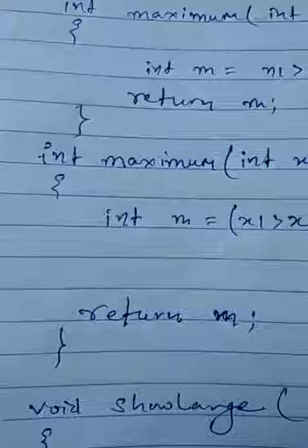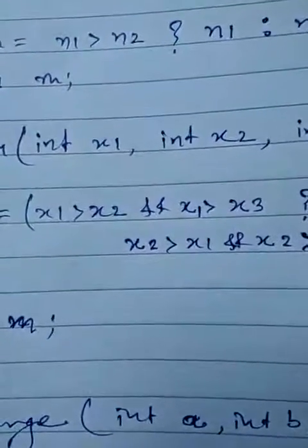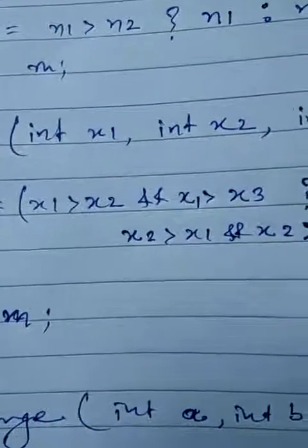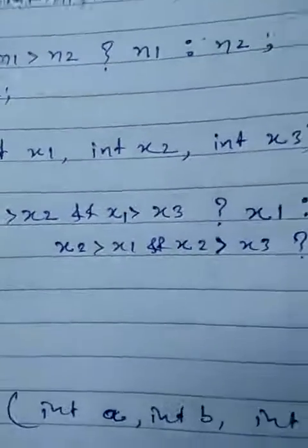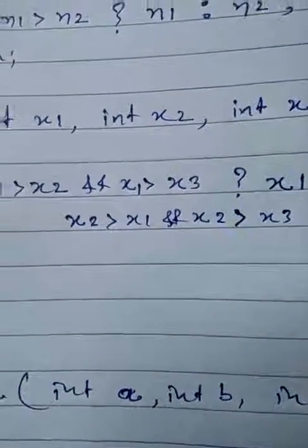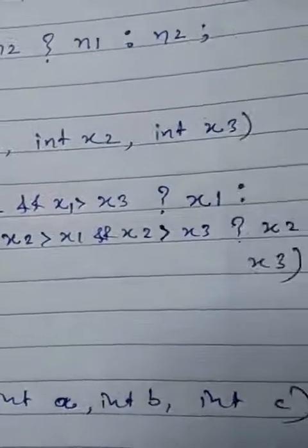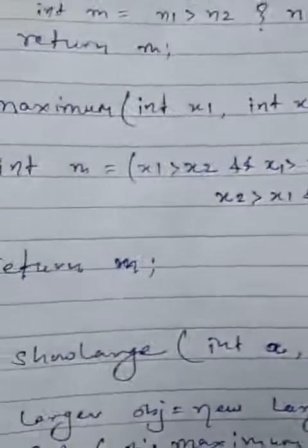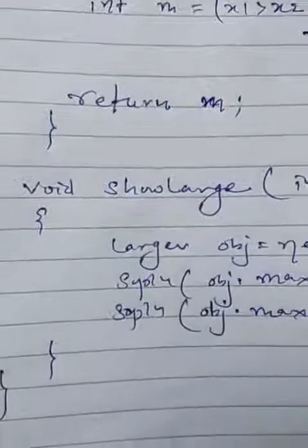In the case of the second, we are taking three variables x1, x2, x3. The first condition is if x1 is greater than x2 and x1 is greater than x3. So if the first number is greater than the second and third, then return the value of x1. If this condition fails, then we check whether x2 is greater than x1 and x2 is greater than x3, then return the value of x2, otherwise return the value of x3. That value will be stored in m, and finally return the value of m.